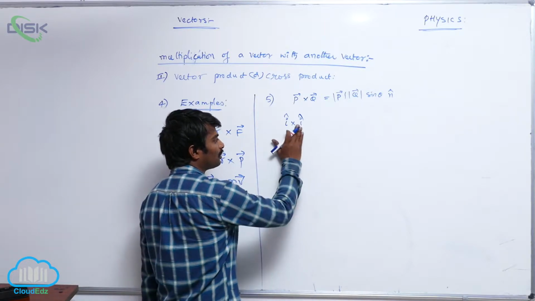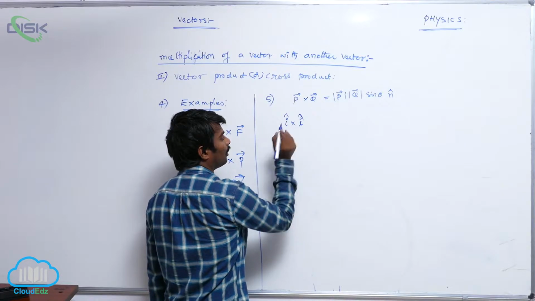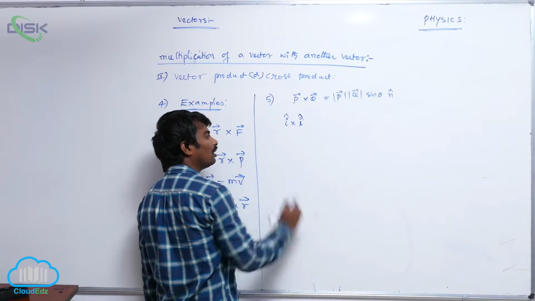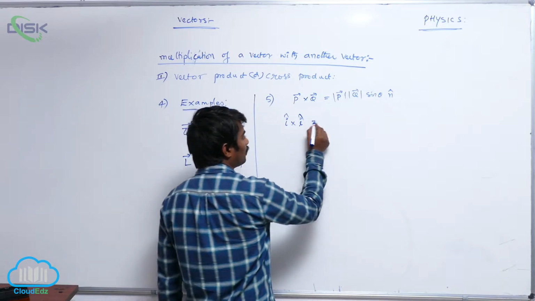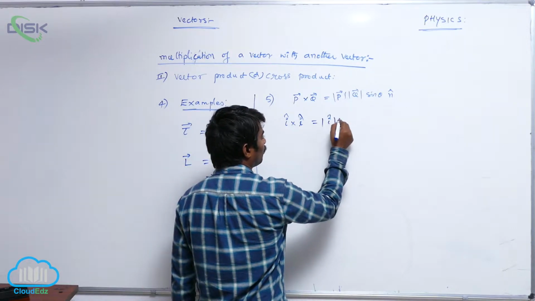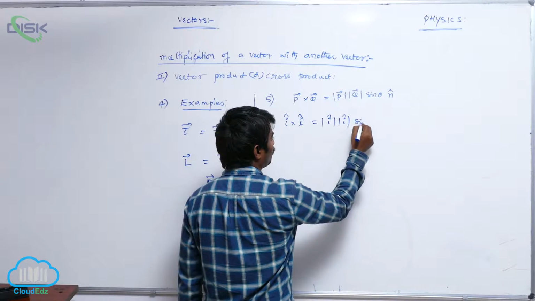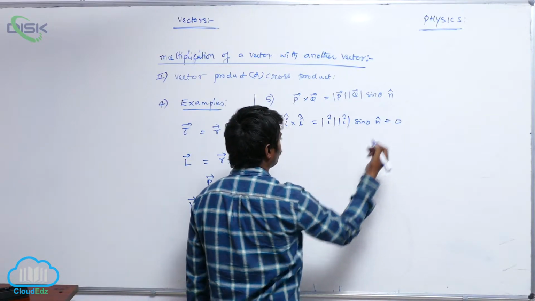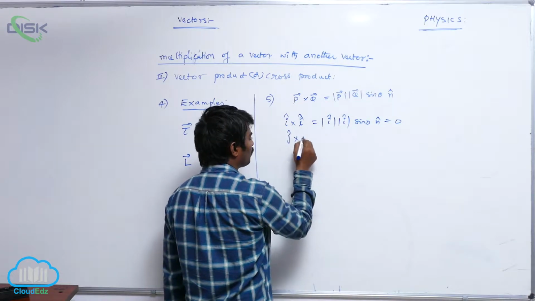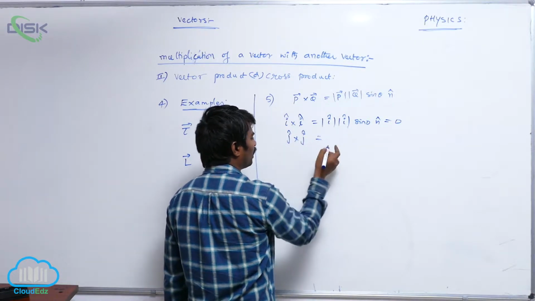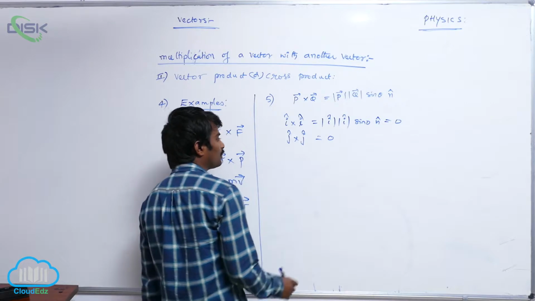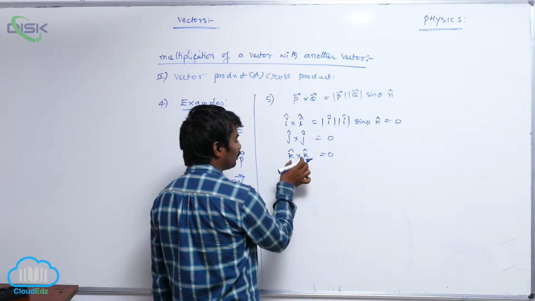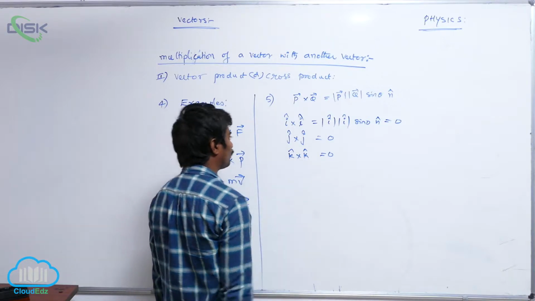Okay, before this let me do i cap cross i cap, because both are along positive x axis. So modulus of i cap, modulus of i cap, sin 0 into n cap, what are you going to get? Sin 0 will be 0. Same way j cap cross j cap, both are parallel vectors, so 0. k cap cross k cap is also equal to 0 because the angle between these two vectors is 0.